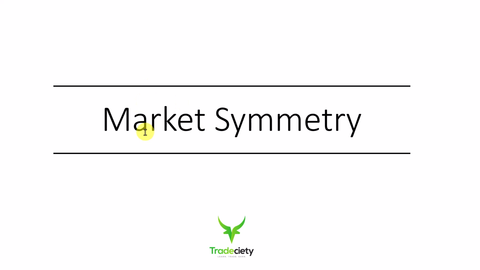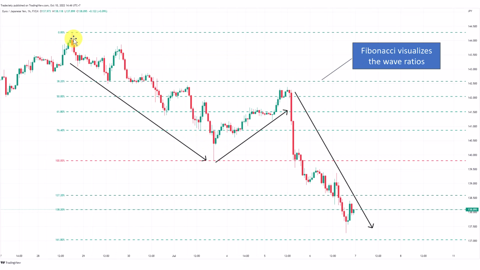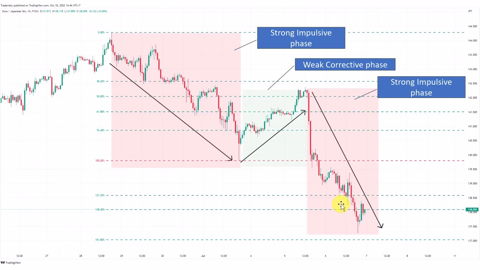Let's close out by looking at market symmetry. And what we see is that we have an impulsive wave, we have a corrective wave, and another impulsive wave. But there's a rhythm behind those moves. And when we draw our Fibonacci from here to here, we can see that on the way up, we hit the 50% level. So this is exactly the halfway point of this previous impulsive wave. So the impulsive wave moved to the downside. The corrective wave was only able to cover 50%, only halfway. And then the market moved to the downside.